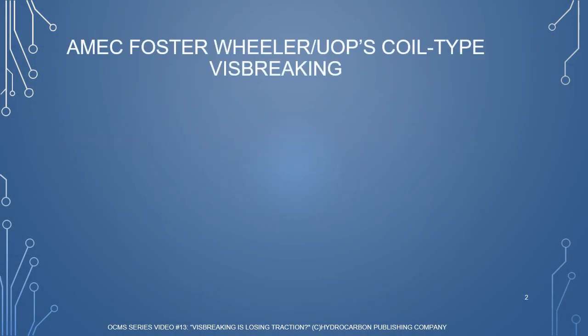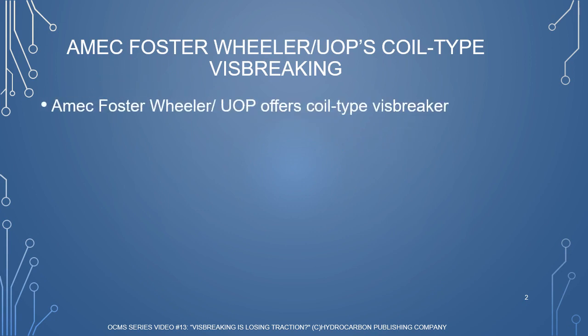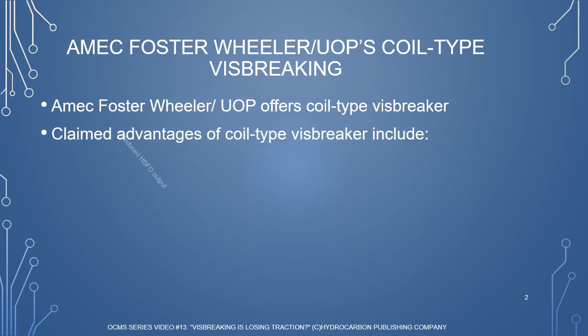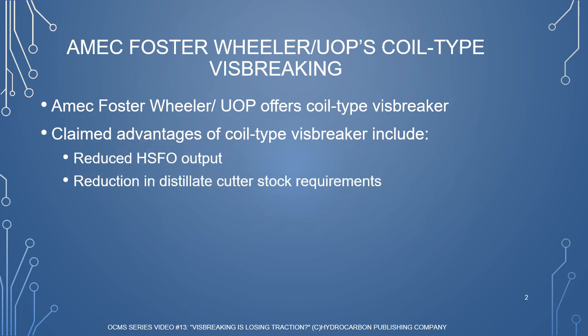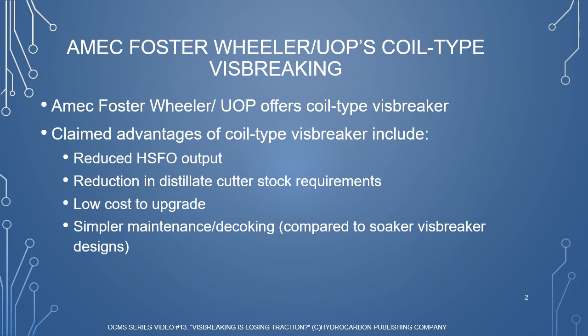McDermott Foster Wheeler UOP offers its coil-type visbreaking process. Their coil-type visbreaker has been claimed to have the following advantages: reduced high-sulfur fuel oil output, a reduction in distillate cutter stock requirements, which makes the distillate available for sale as more valuable transportation fuels, a low cost to upgrade, and a simpler maintenance and decoking compared to soaker visbreaker designs.